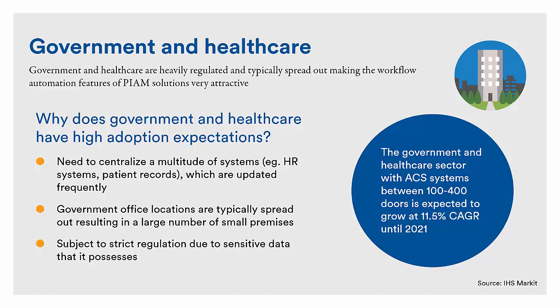So due to the complexity of operations, automating processes via a physical identity and access management system can provide huge efficiency gains. Again, according to IHS Markit, the government and healthcare sector with access control systems between 100 and 400 doors is expected to grow at 11.5% compound annual growth rate until 2021. These are global estimations.